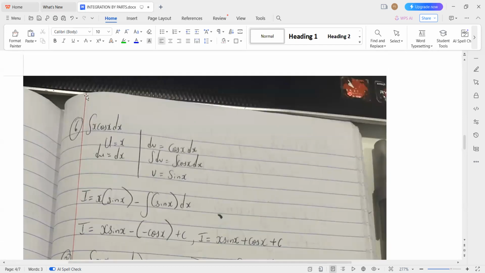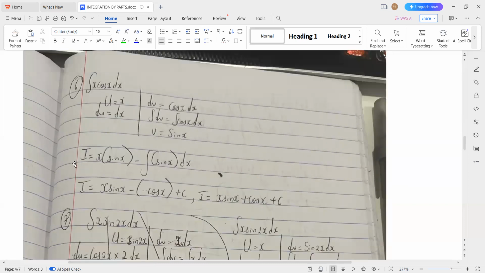We have the integral of x cos x dx. So u obviously is going to be our x, and dv is going to be our cos x dx. So the differential of x gives you dx, and the integral of cos x gives you sin x. Then you use the formula. So you say u is what? x, v is sin x, minus the integral of v, sin x, times du dx.